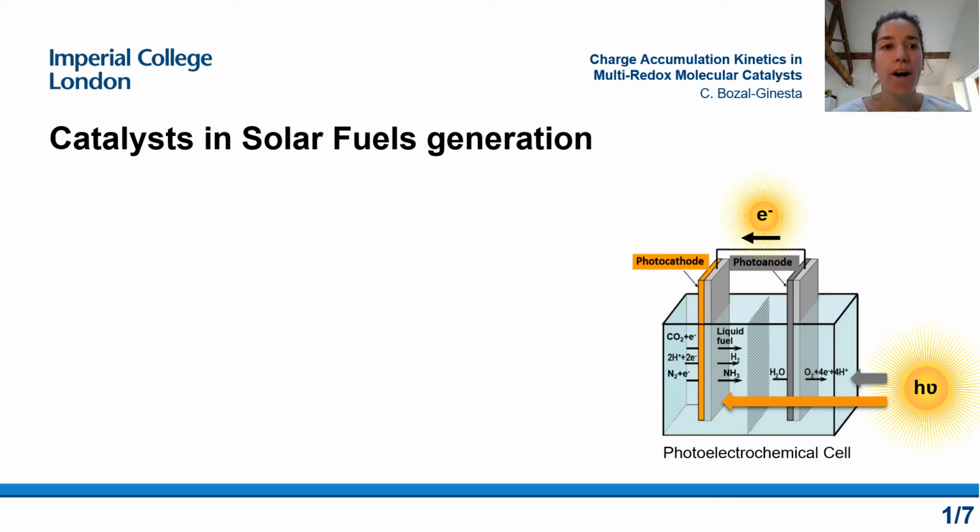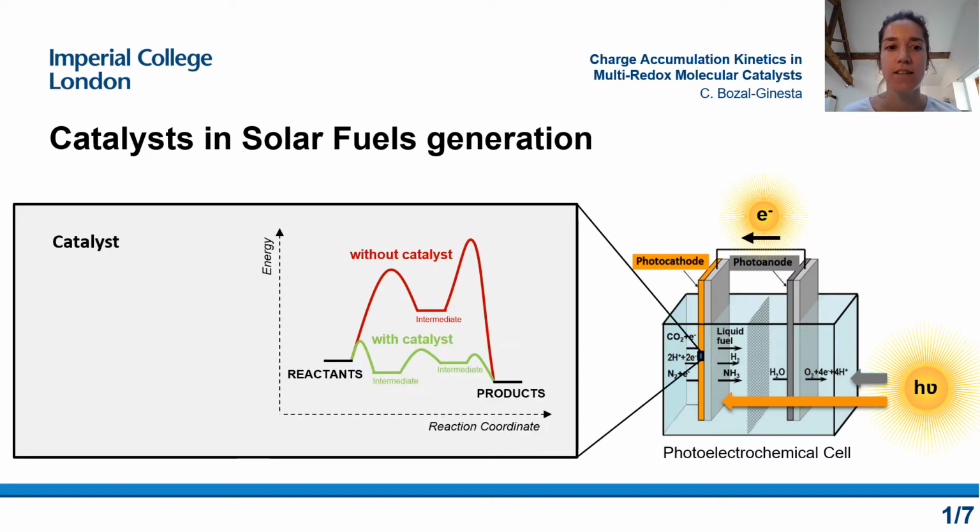Some of the most widely studied reactions for solar fuels production, such as CO2 reduction or proton reduction, are multi-redox reactions which require more than one charge to be brought together in a small spot. And this is energetically expensive because of the electrostatic repulsions. So the role of the catalyst, which is usually located at the surface of the electrodes in a photoelectrochemical cell, is to facilitate the interaction between the charges and the substrates by optimizing the energy of the intermediates and the energy barriers, ideally without degrading.